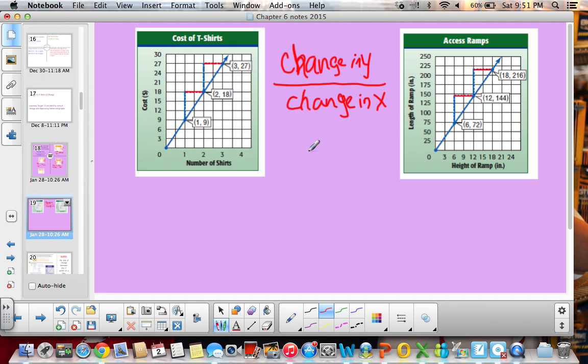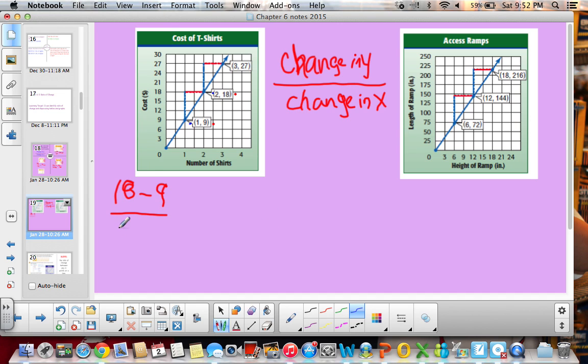So when we're given a graph, we need 2 points. And we can see with each point we have an x value and we have a y value. So for the change in y, what I'm going to do is take this point and this point, take my 2 y values and subtract them: 18 minus 9. And then I'm going to take my 2 x values and subtract those.